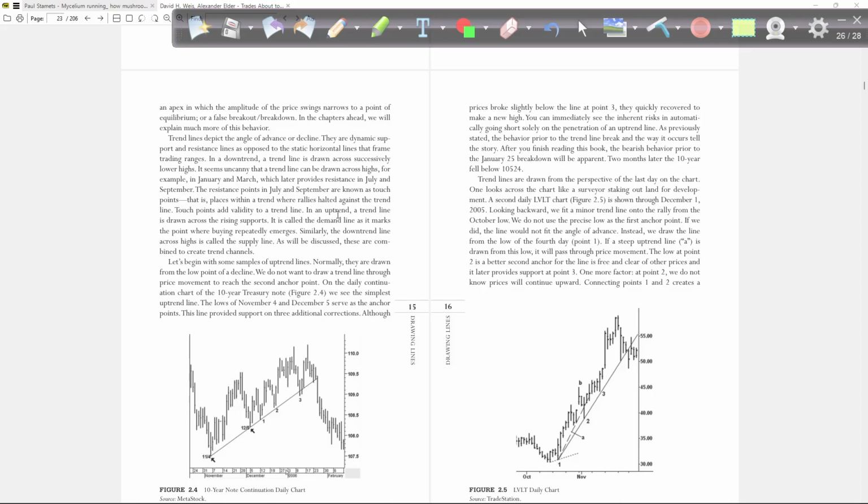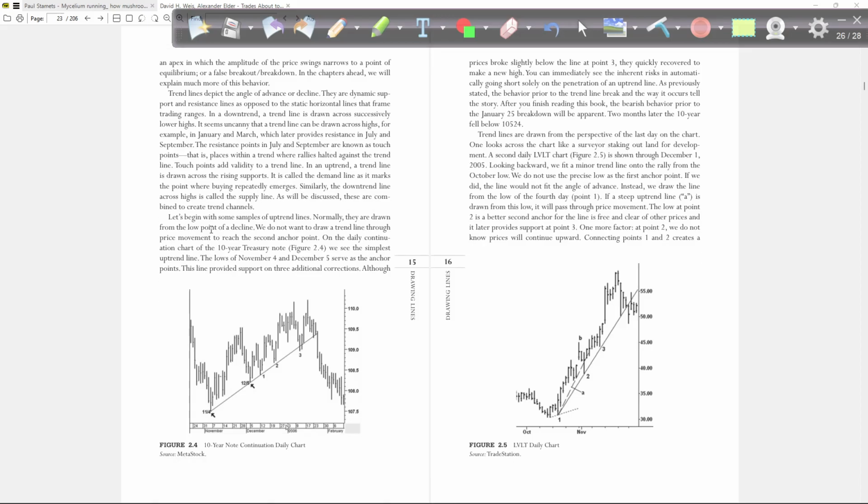In an uptrend, a trend line is drawn across the rising supports. It is called the demand line as it marks the point where buying repeatedly emerges. Similarly, the downtrend line across highs is called the supply line. As will be discussed, these are combined to create trend channels. Let's begin with some samples of uptrend lines.